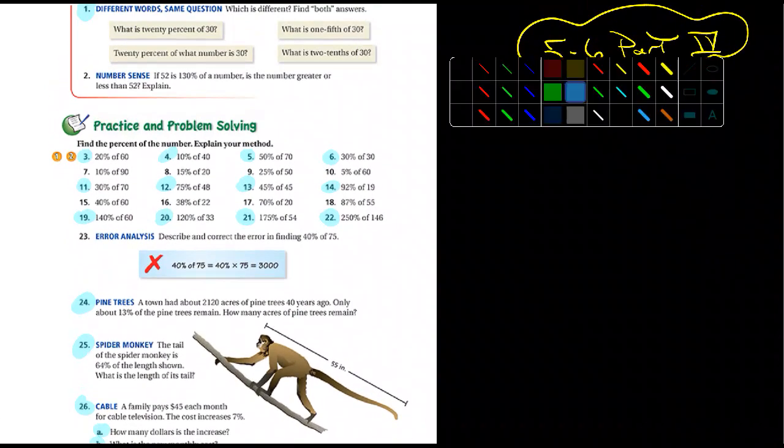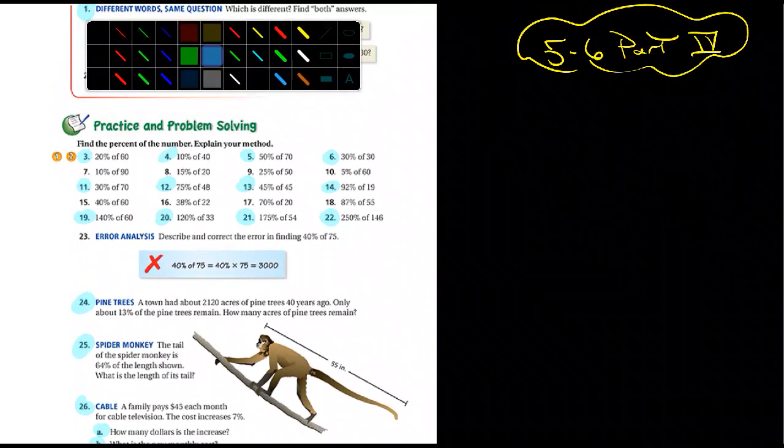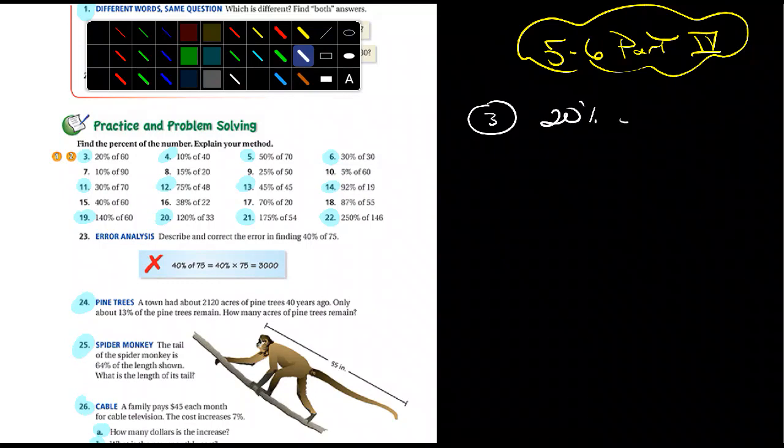So let's look at a couple of these. I'll help you guys out here. I'll look at number 3. I'll pull some sticks here. It says 20% of 60. Okay? This is what I taught you guys a couple days ago.